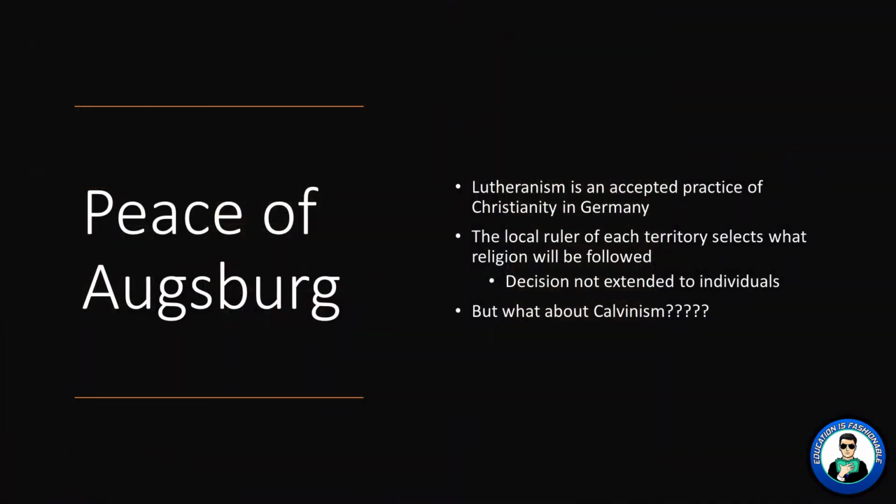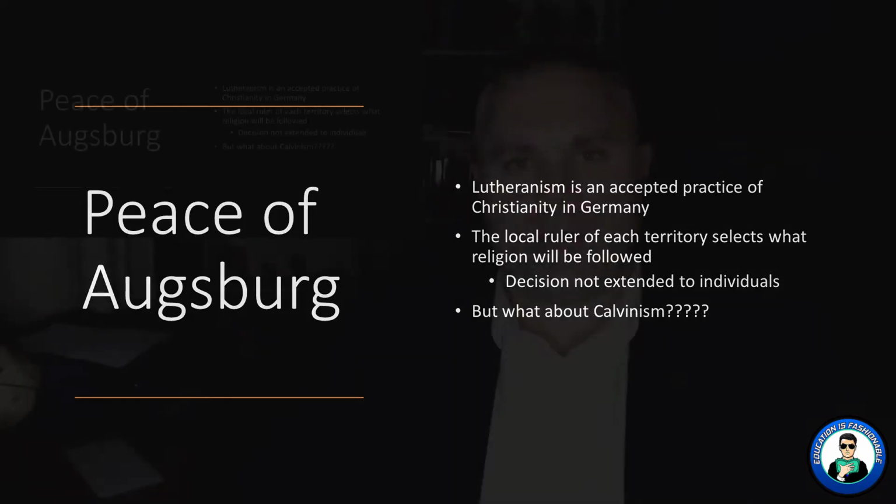Eventually we have an agreement called the Peace of Augsburg in 1555, and that's going to make some changes as far as the Holy Roman Empire goes in terms of worship and religion. Specifically, we're talking about this. Lutheranism, this is the big winner for the Lutherans. Lutheranism is now an accepted practicing religion inside of the Holy Roman Empire.